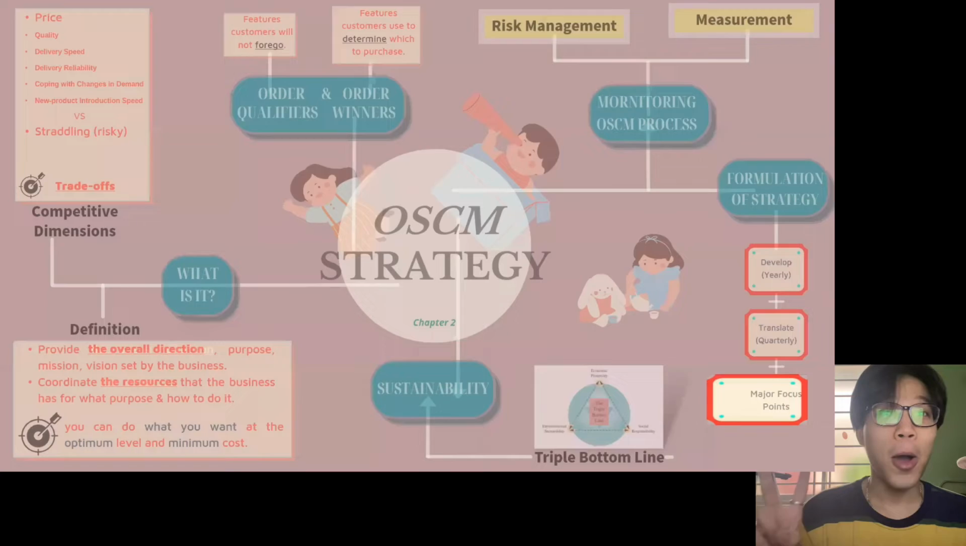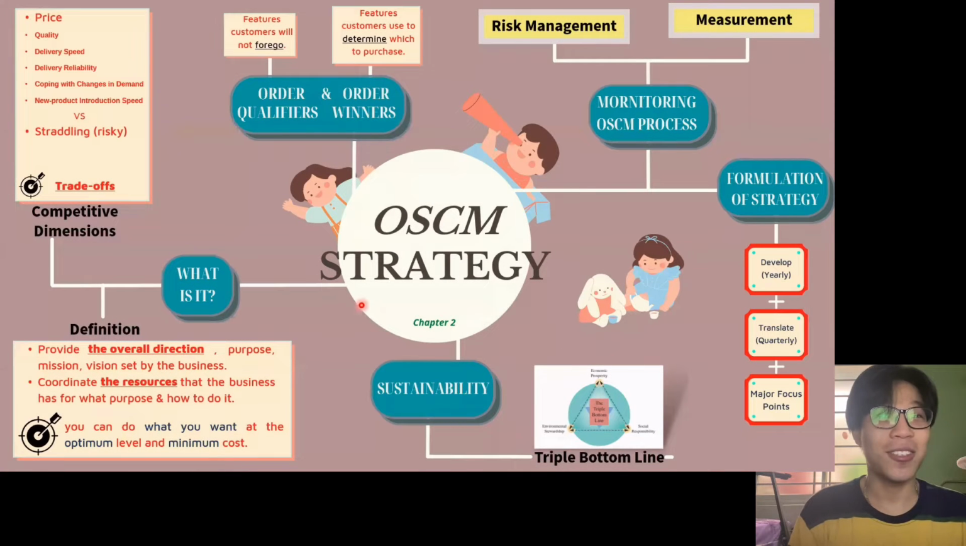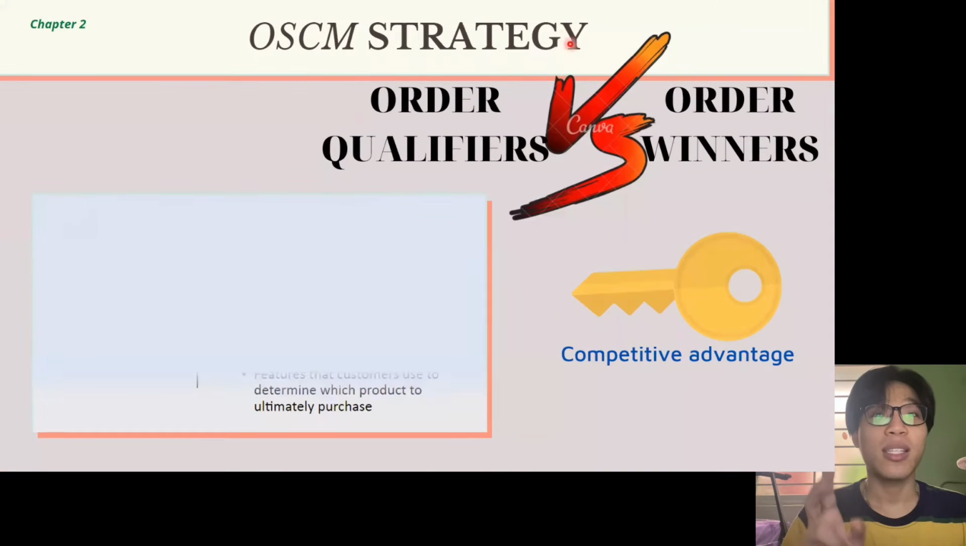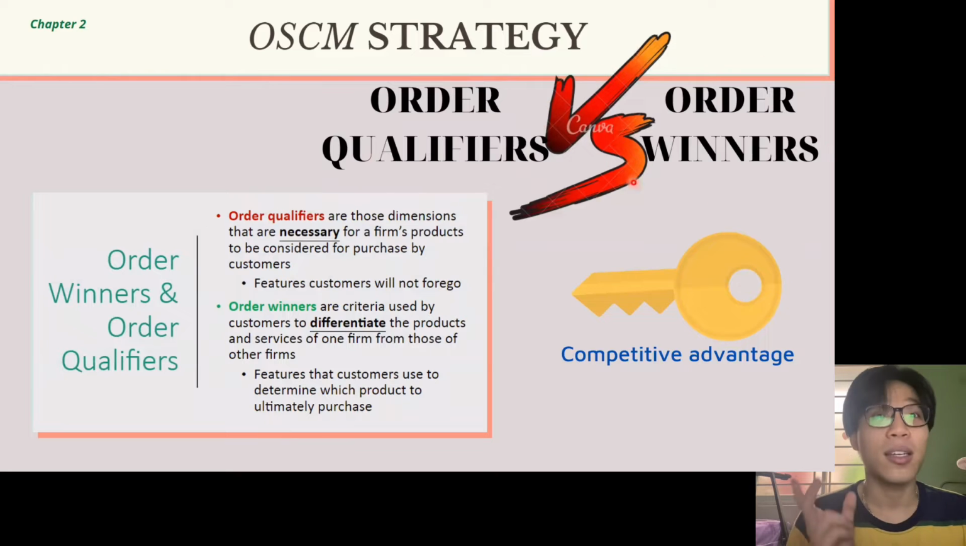Chapter 2, OSCM Strategy, which is concerned with setting policies and plans for using the resources of a firm. I'm totally interested in two terms presented on this slide, which can best describe marketing-oriented dimensions. Order qualifiers are the basic standards that allow your product to be considered by customers when buying. Order winners, however, are the winning criteria that lead to customers buying a product.